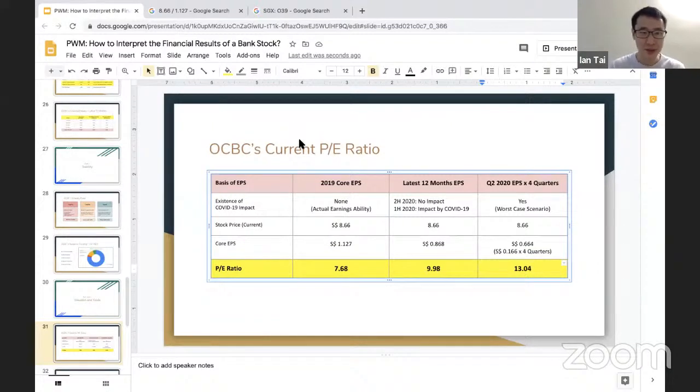So we have Chin who says A, which is the no COVID-19 kind of thing. Chai is half-half. Then we have Eric Koo, which is C, the worst case scenario, the annualized quarter two 2020 earnings per share figures. David says the average of A and B, which means you take 7.68 plus 9.98 and divide by 2. So you should have a PE ratio of 8.5 or something like that.